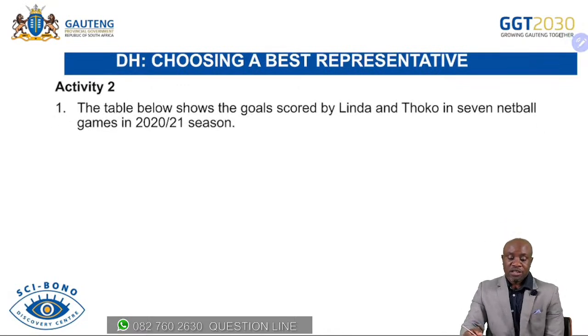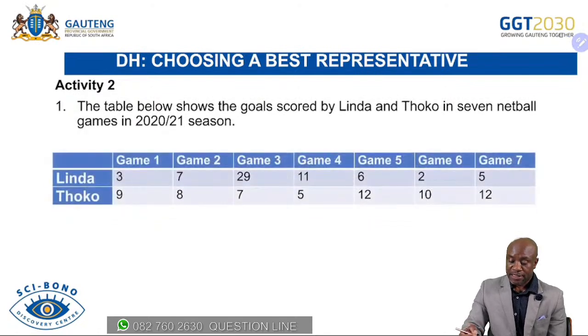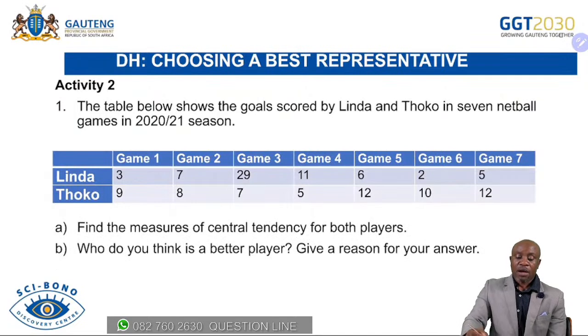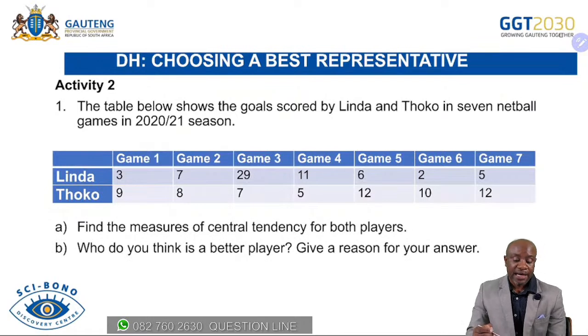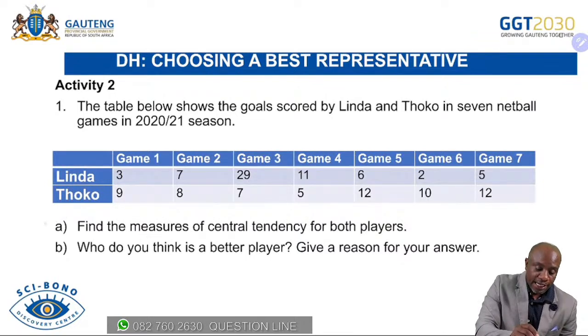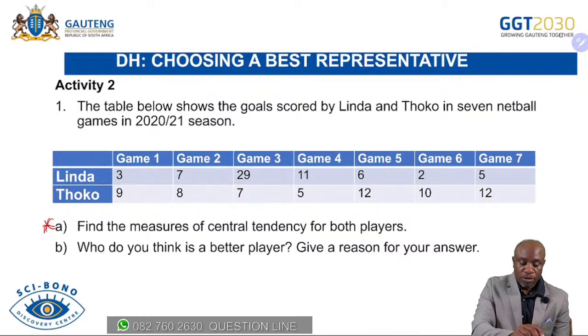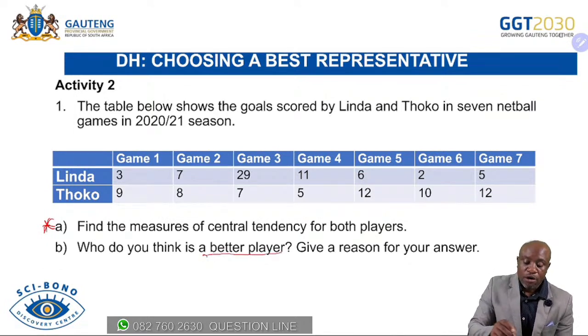Now, I want us to look at a case where we have 2 girls that are playing netball, and they played 7 games. We want to assess their performance, to check who performed better, who is a better player here. So we're going to use the measures of central tendency. I want you to do the first part, the A part, then I'll join you on the B, because on the B, I want to discuss this very deeply: how do you determine who is a better player.